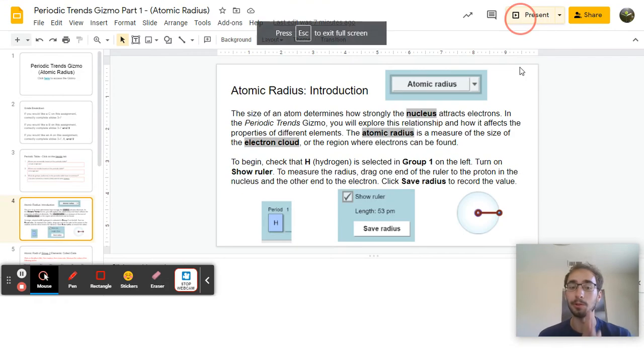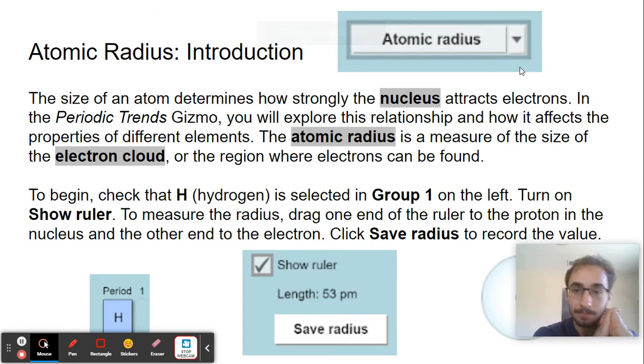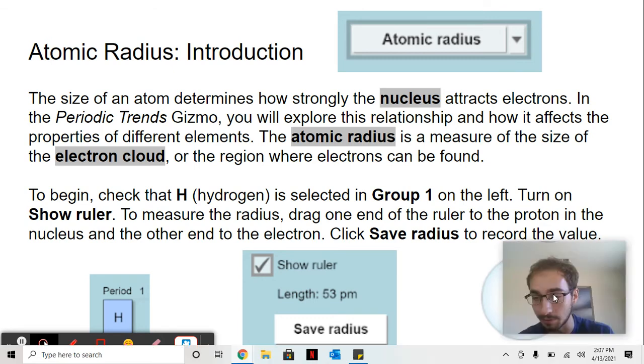Next, you're going to be looking at atomic radius. Okay, so I'm going to tell you a little bit more about it. The size of an atom determines how strongly the nucleus attracts electrons. In the periodic trends gizmo, you will explore this relationship and how it affects the periodic properties of different elements. The atomic radius is a measure of the size of the electron cloud, or the region where electrons can be found.